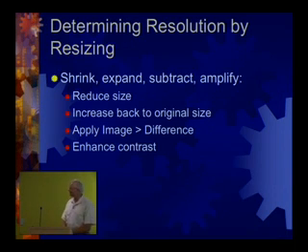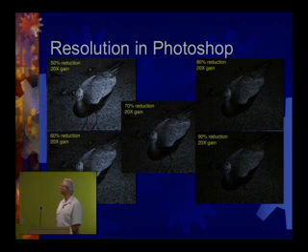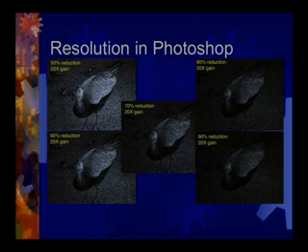Another way to determine resolution is by resizing an image, and that's what I'd sort of done a little bit with the peacock image. So the idea here is to take your image, shrink it, expand it, subtract it from the original, and amplify the differences to enhance the contrast. So in Photoshop, I've done that with this peacock image. And granted, there's going to be some amount of noise due to the resampling, or I'm not sure where the differences come from. But at 90% reduction, there is some energy still left in there.